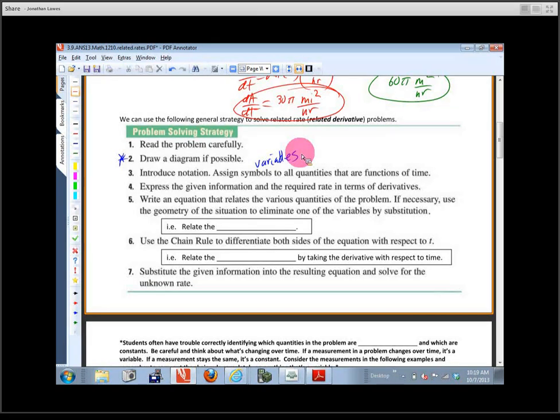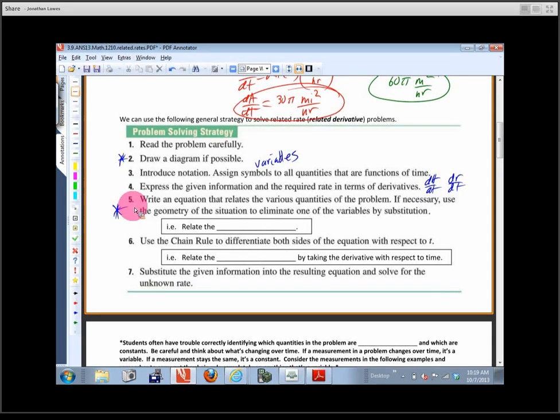Express the given information and the required rates in terms of derivatives. So you're going to go through and figure out, okay, what parts are constants and did they give me any rates? Did they give me a dA/dt? Did they give me a dR/dt? Things like that. And this really is the crux of the whole thing. These are all just preliminary steps.